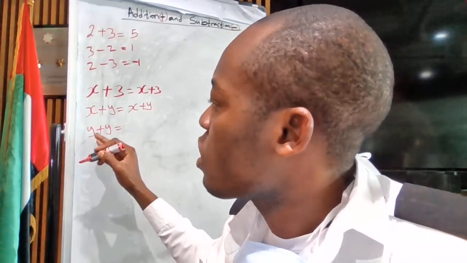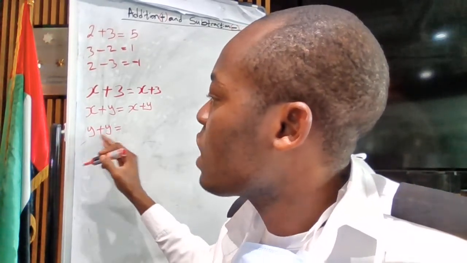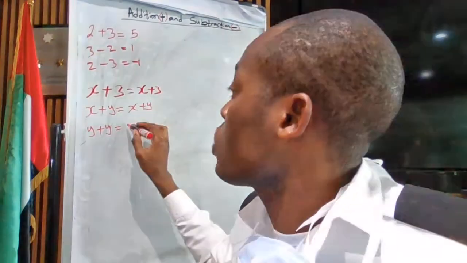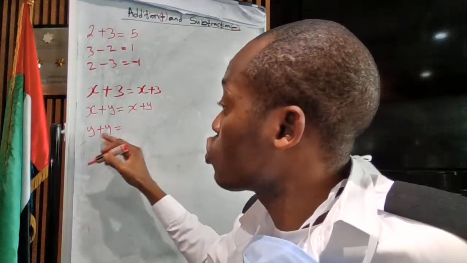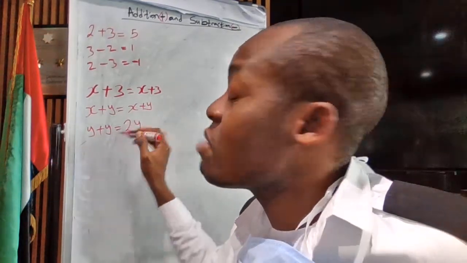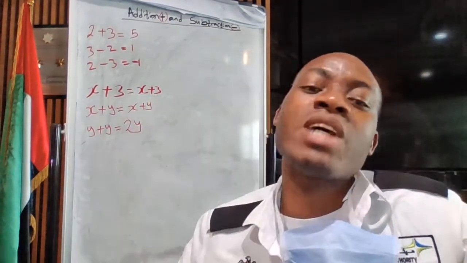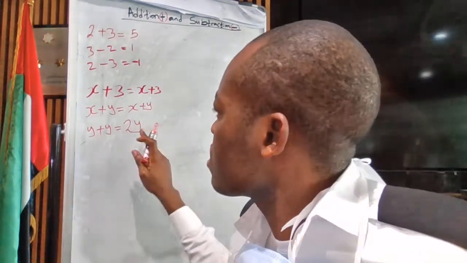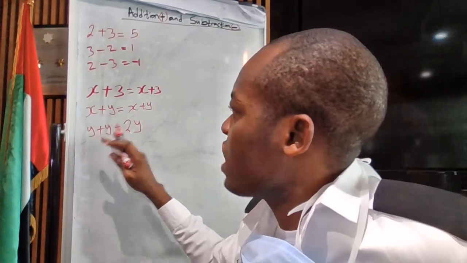Now, another thing is y plus y, which is what? Y and y, they are similar entity. That is, they are the same alphabet and the same entity. So that means they will be what? 2 of y. That is, we are having 2y now. 2y. The same way you pronounce it, just write it down the same way. Are we together? So that is that regarding alphabet.